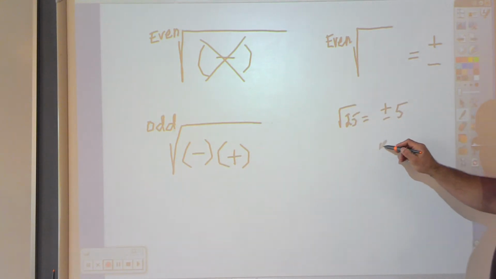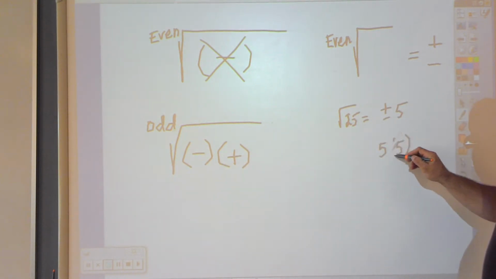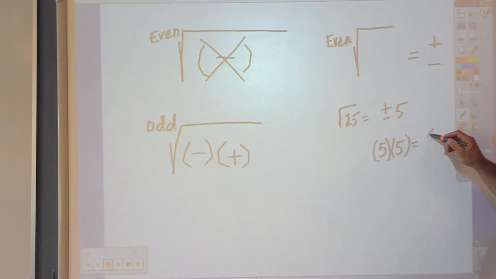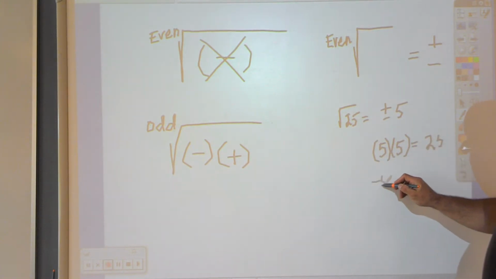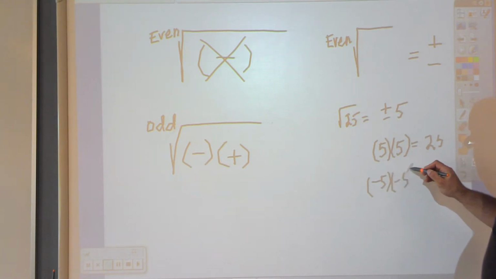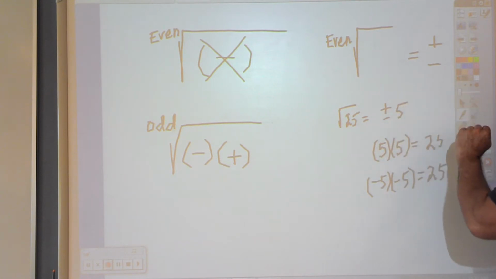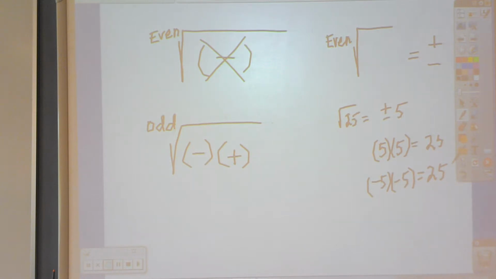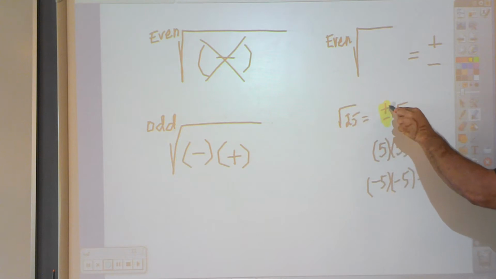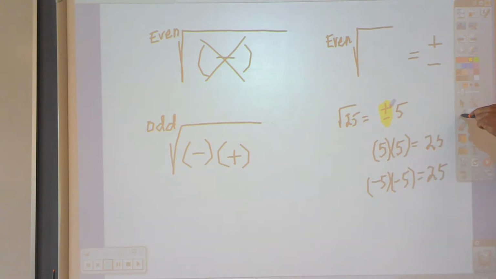Why? Because positive 5 times positive 5 is equal to what? And negative 5 times negative 5 is what? Positive 25. That's why the square root of 25 is positive 5 or negative 5. Now that you need to remember, because if you're going into 110 and 111, it'll bite you on a test. So you need to highlight that. Okay?